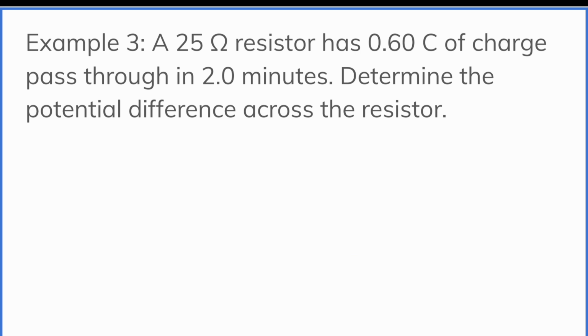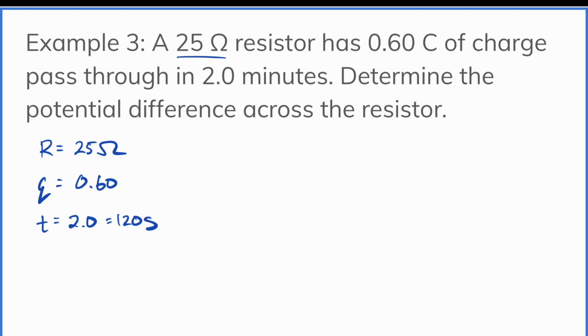A 25 ohm resistor has 0.6 coulombs of charge passed through it in 2 minutes. Determine the potential difference across the resistor. This is the type of question where we might want to list out all the things we have. We have resistance, we have charge, which is Q, and we have time, which is 2 minutes. We always want this in seconds, so we're going to call this 120 seconds. And we need to find V.